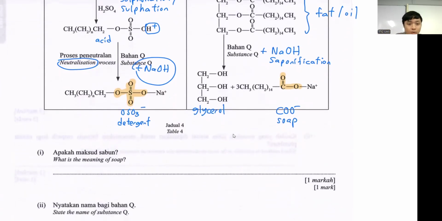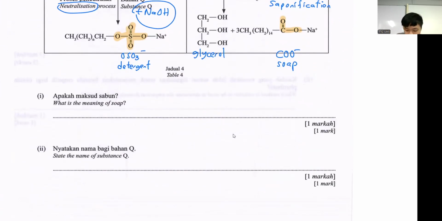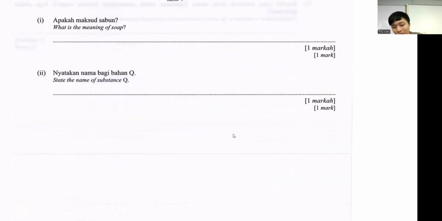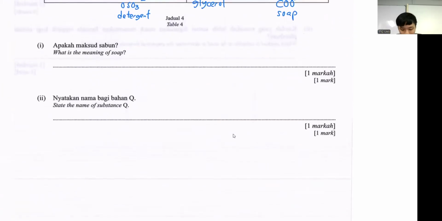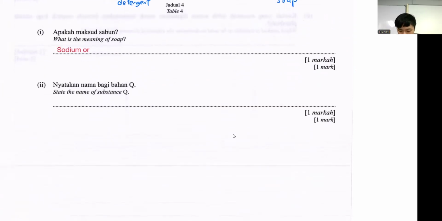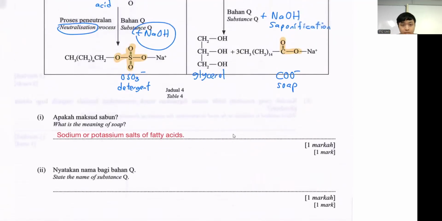Okay, the meaning of soap. It's actually quite short. You add NaOH into fat, so what can you say? Basically, you got sodium or potassium salts of fatty acids.